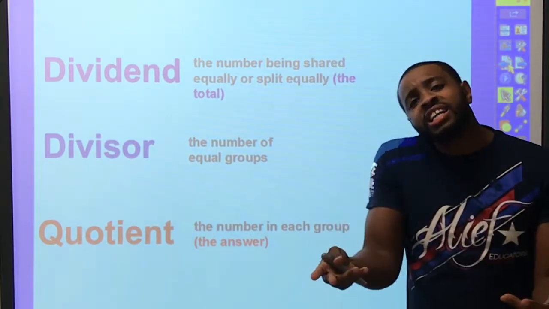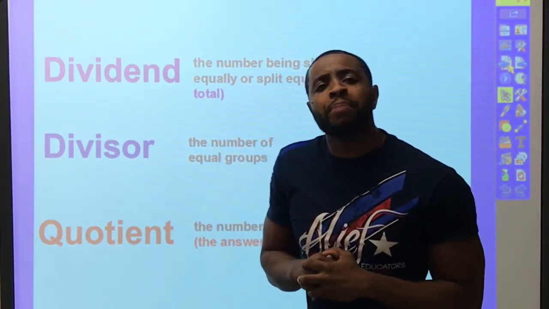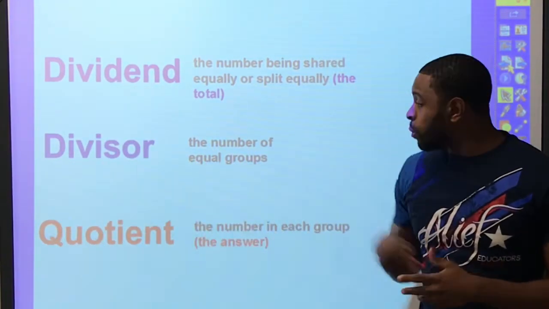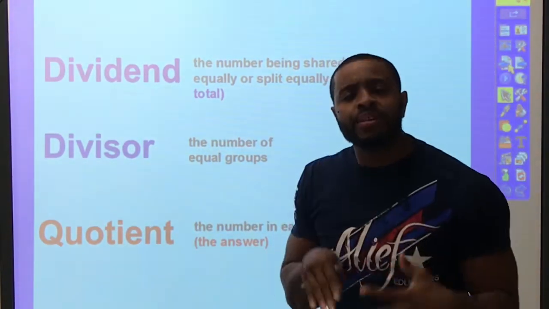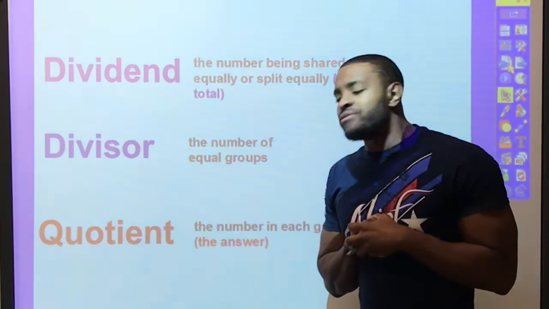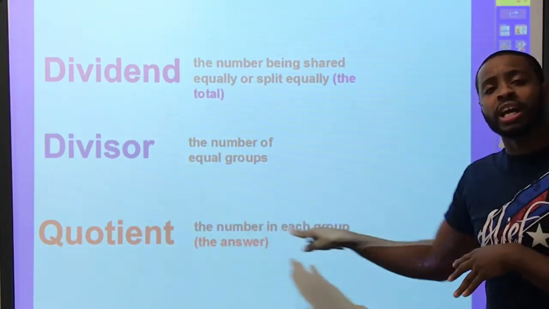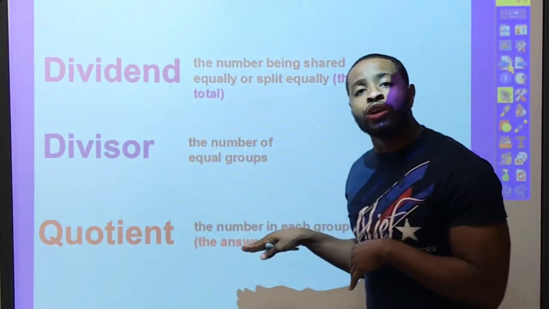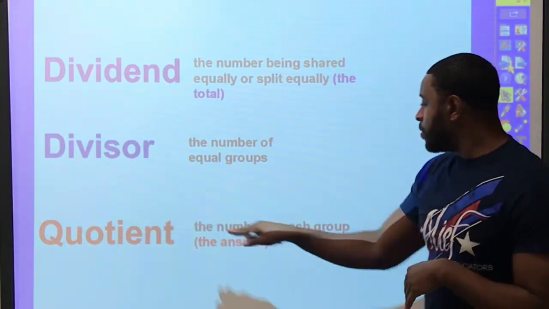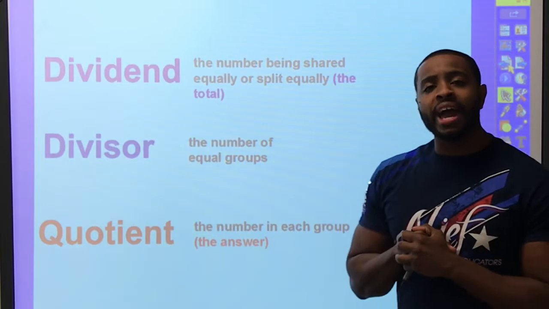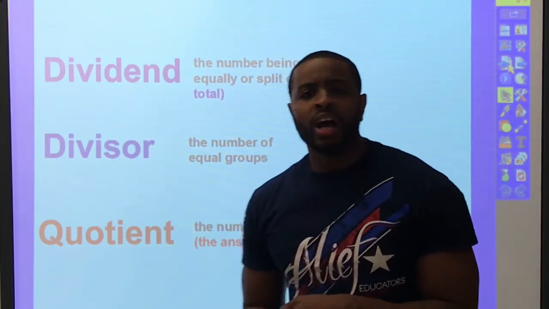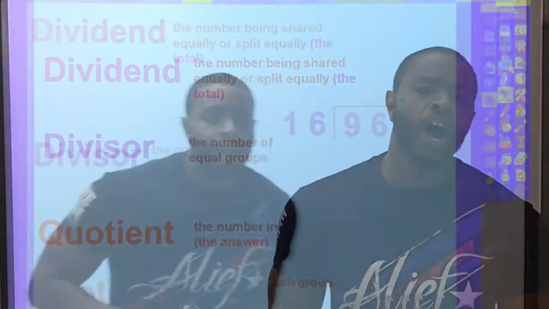So we're going to take our dividend and we're going to divide it by our divisor, which is the number of equal groups. And once we take that dividend and divide it by our divisor, we get the number in each group, which is also known as the quotient. The number in each group is the quotient, or the answer to a division problem. Well, let's jump right into this math and get started.